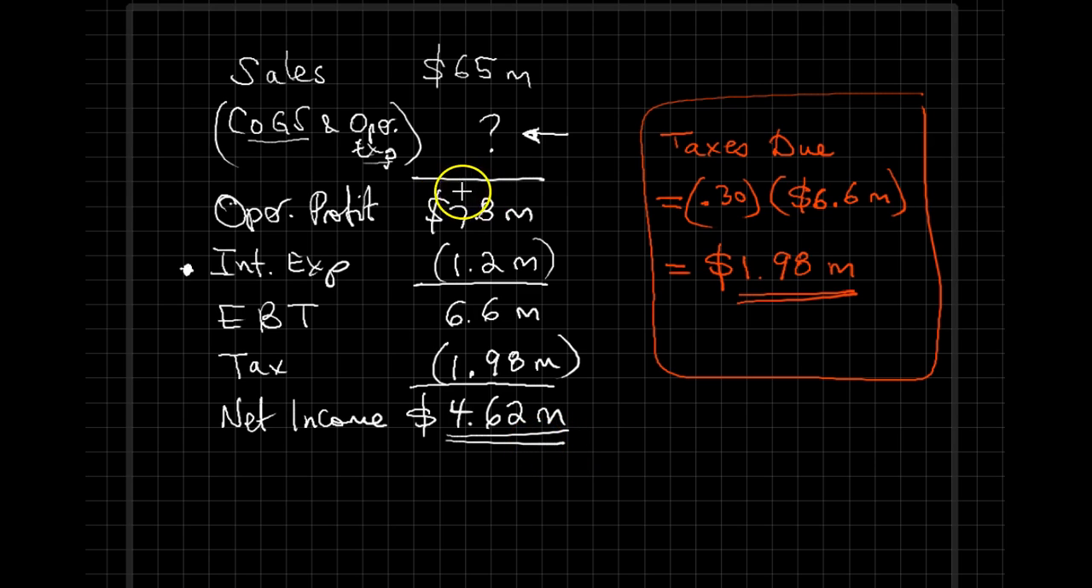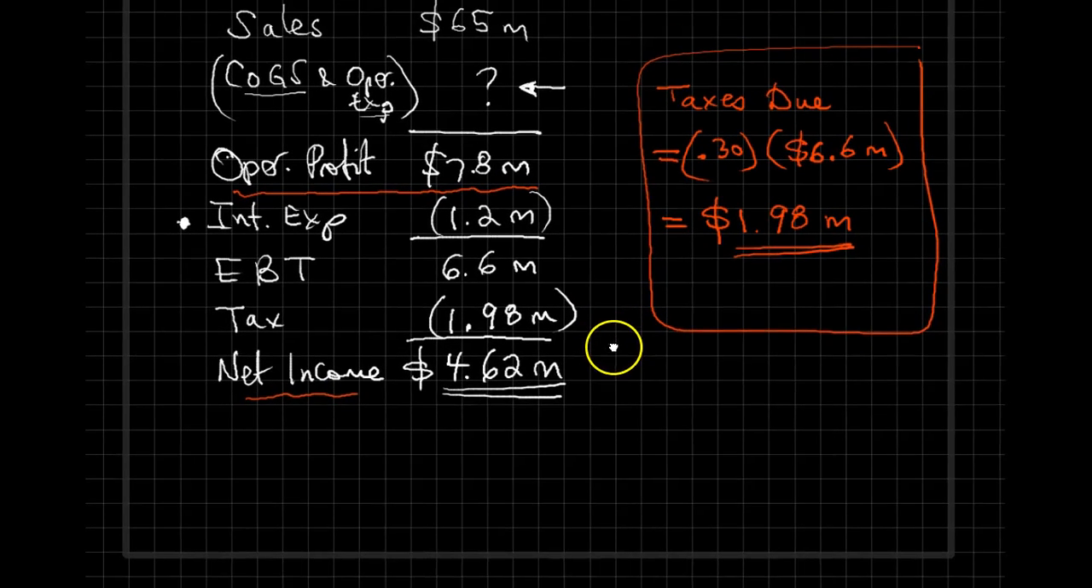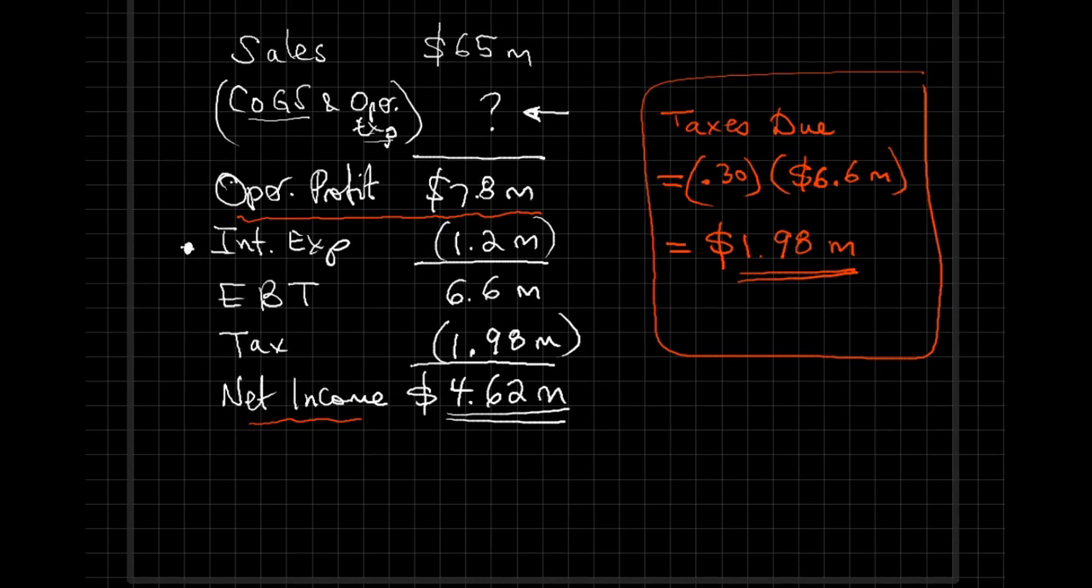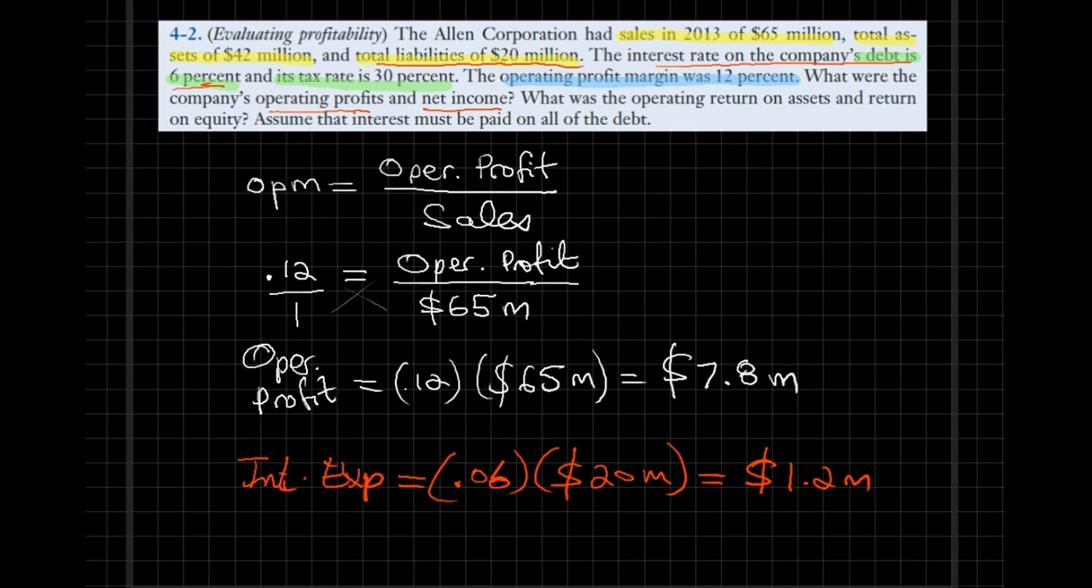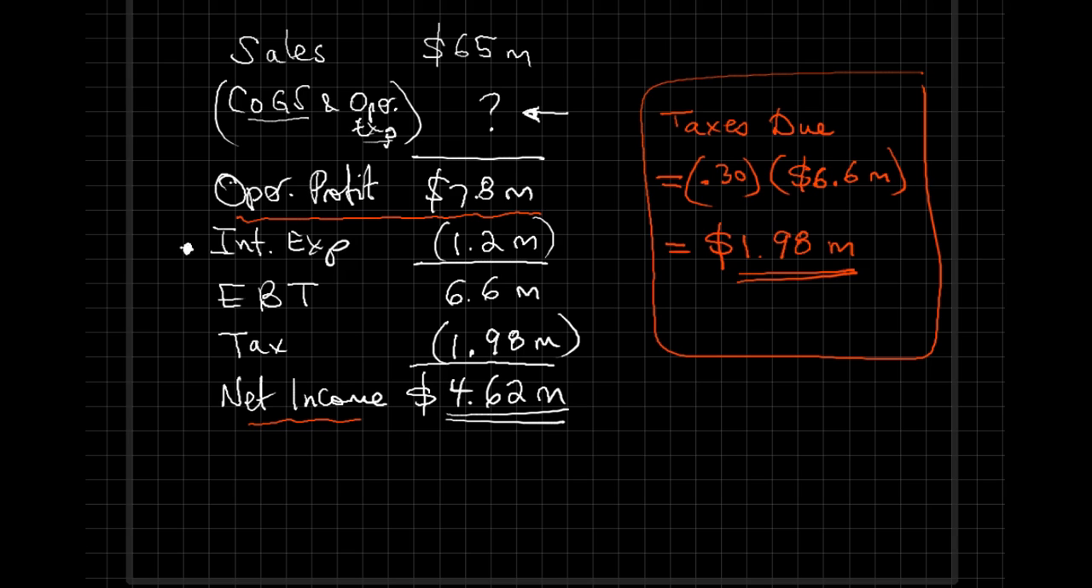Just to summarize what we did so far, we were able to calculate our operating profit using the operating profit margin, and we were able to calculate our net income by constructing an income statement. Now for the last part of the problem, let me go back. We are told to find the operating return on assets, and I also need my return on equity. So moving forward, let's calculate these.